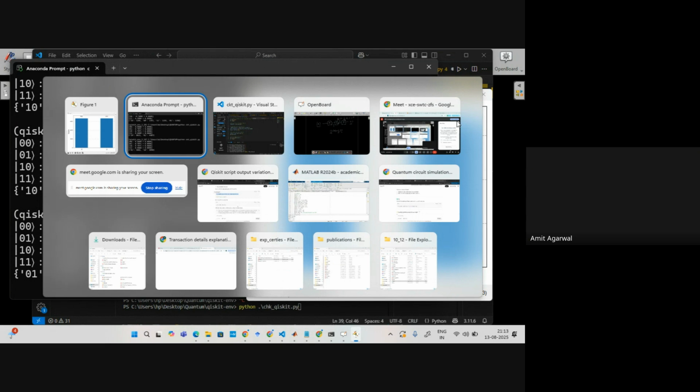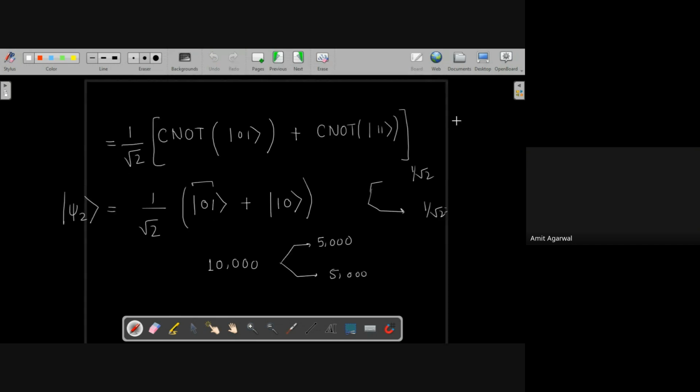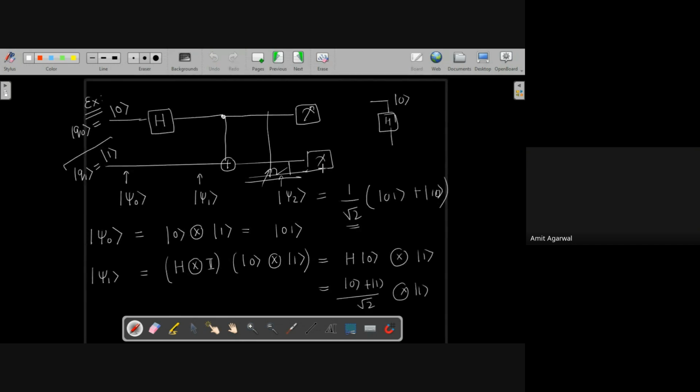One more thing is worth mentioning: when we do analysis using pen and paper, we write like this, that this is the first qubit and this is the second qubit. However, when Qiskit stores this, it first writes this bit and then this, because it follows the MSB LSB rule. So when Qiskit gives 1, 0, you need to understand that in your pen and paper notation it is actually 0, 1. So that's it.